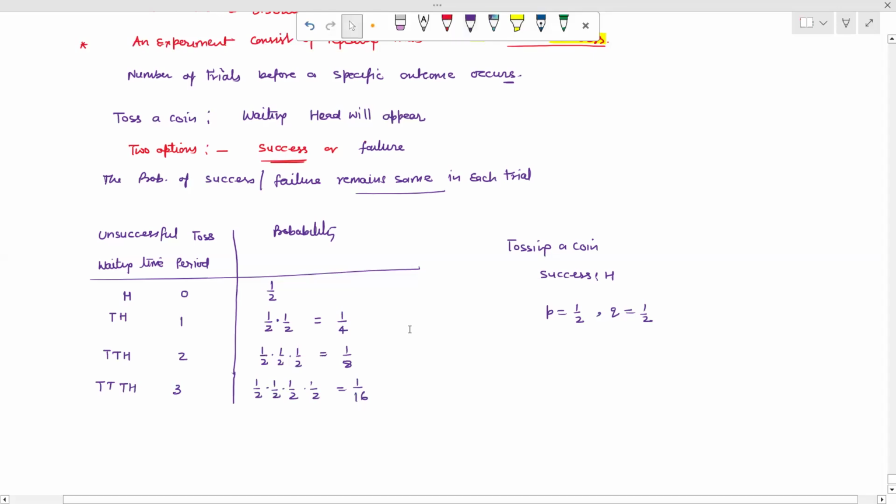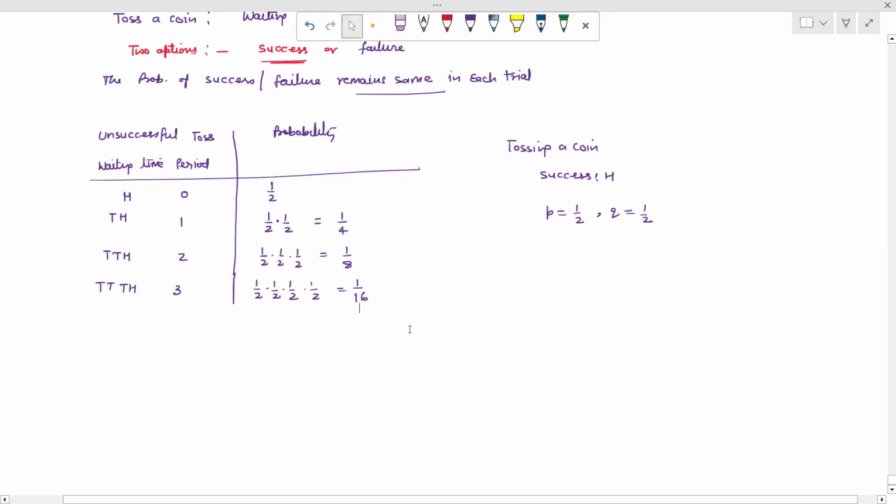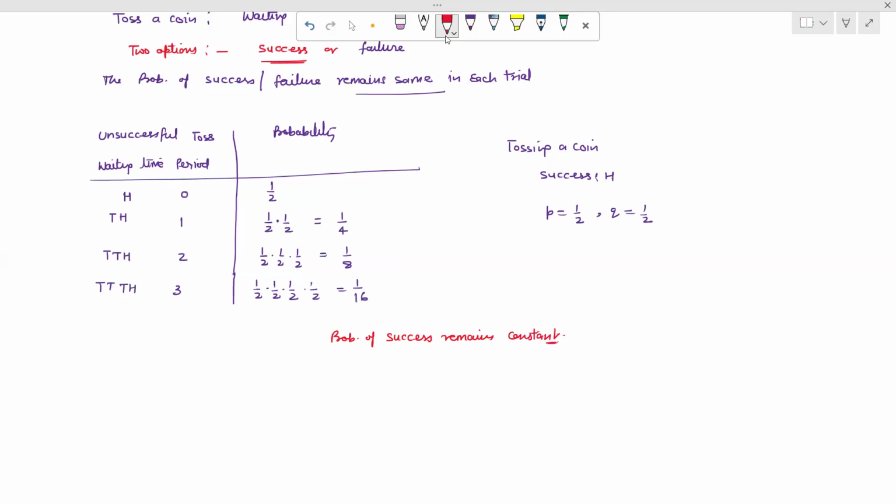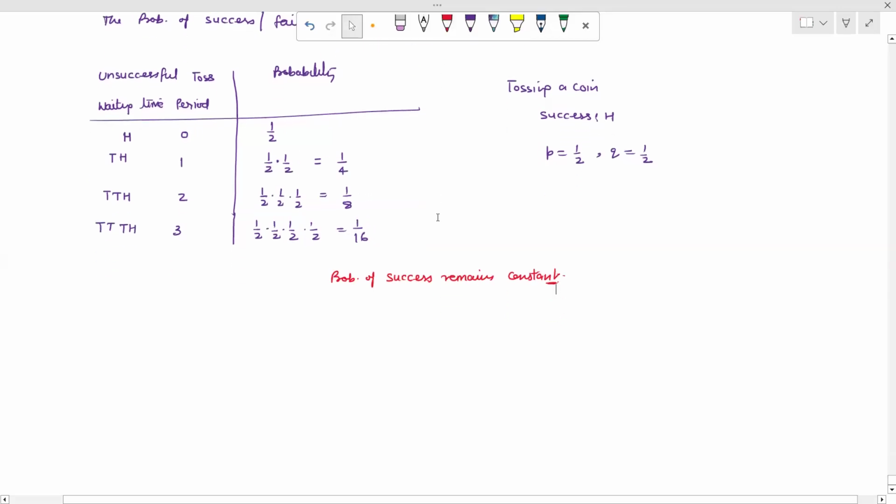So the probability of success remains constant. You remember this thing: the probability of success remains constant. Now, how to draw this probability on a graph?